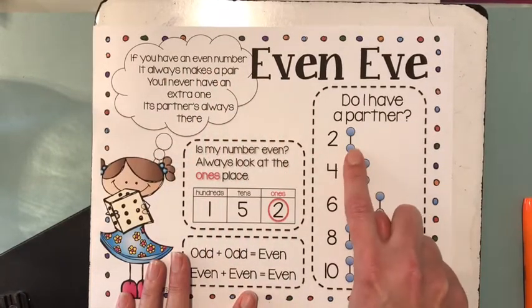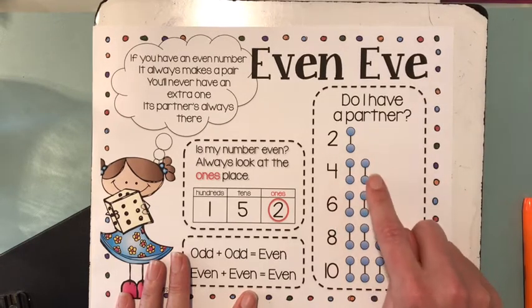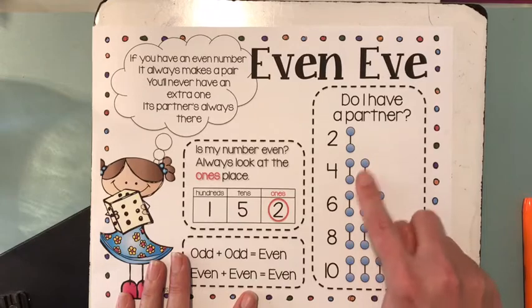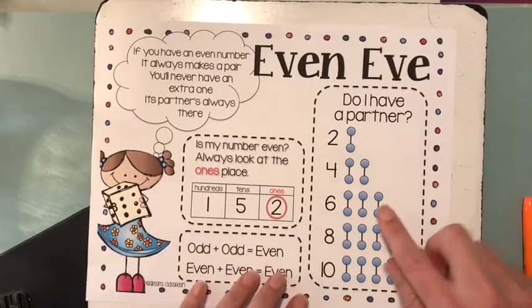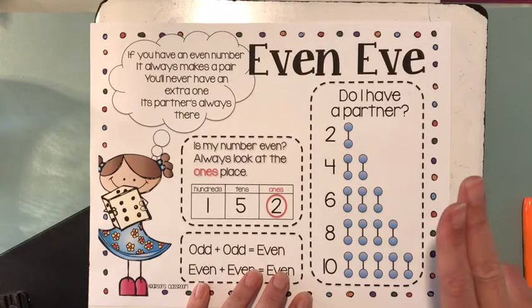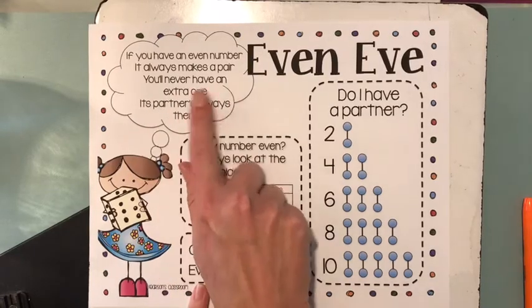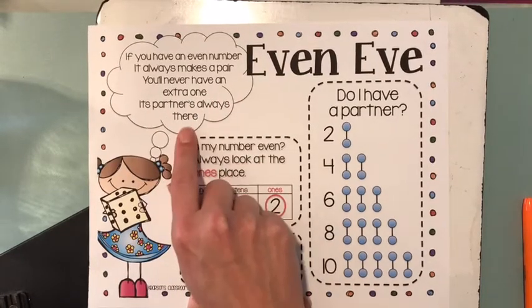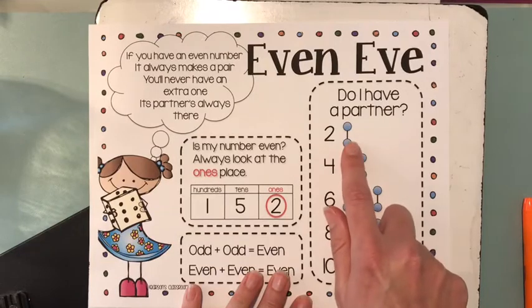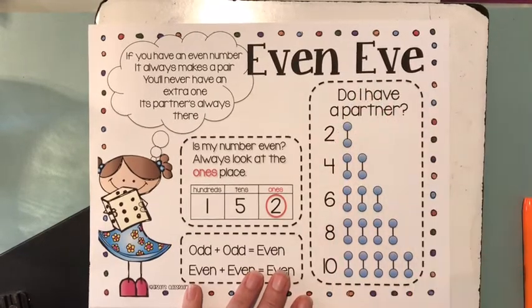2, does it have a pair? Yes, it does. It has 2 dots, right? 4, does it have a pair? Yes, they each have partners, right? 6, same thing. 8, same thing. If you were to put 8 dots out, you would have a pair for each of those dots. Same thing with 10. So you'll never have an extra one. Its partner's always there. There are never any extra dots. You have 2 dots, they make a pair.